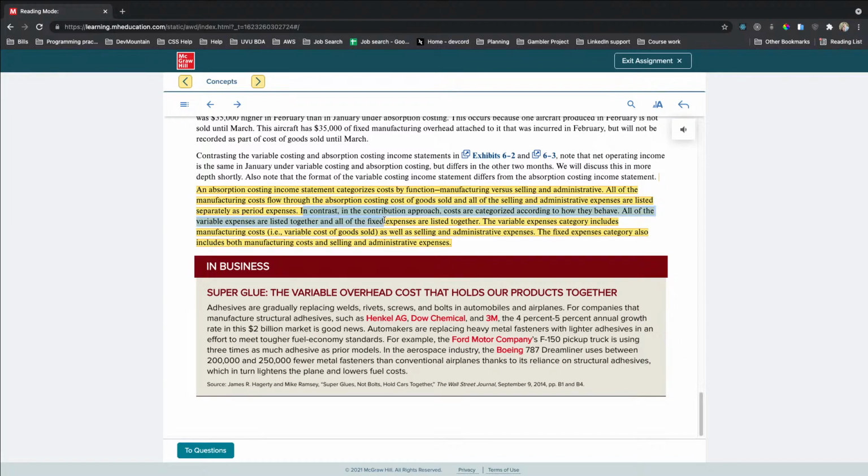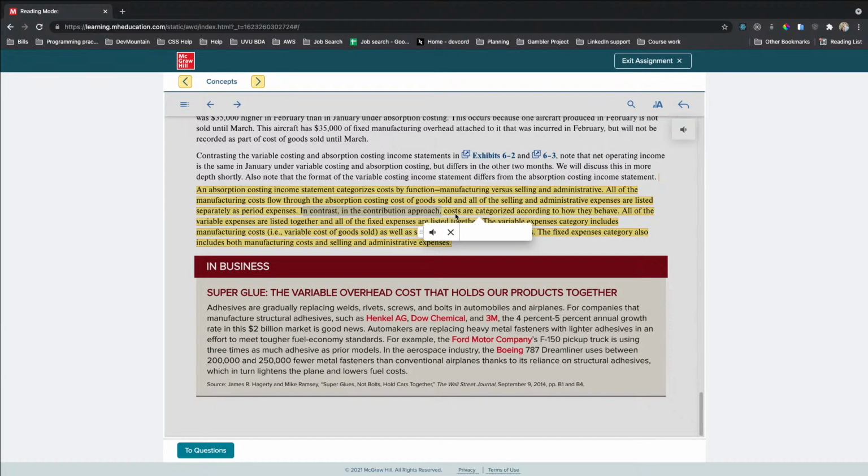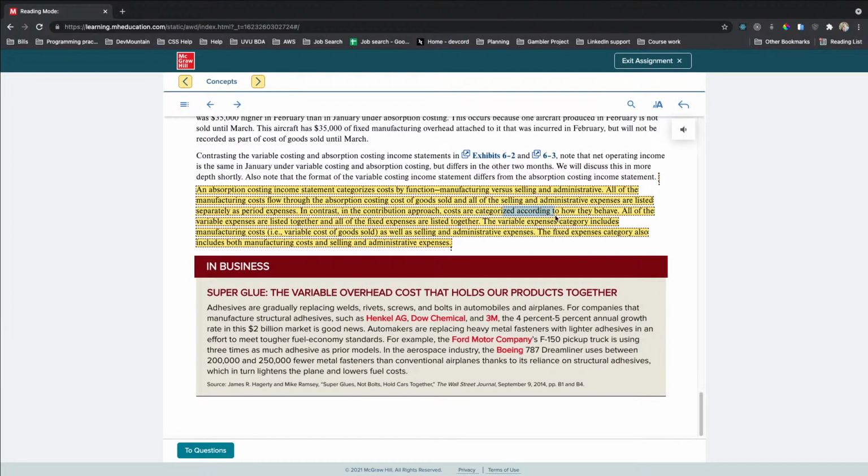In contrast, in the contribution approach, costs are categorized according to how they behave. All of the variable expenses are listed together and all the fixed expenses are listed together. The variable expenses category includes manufacturing as well as selling and administrative expenses. The fixed expenses category includes both manufacturing costs and selling and administrative expenses again.